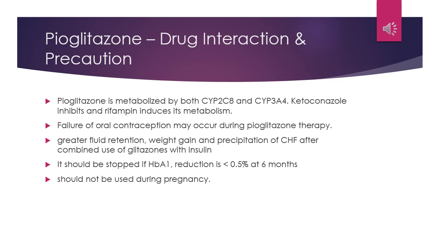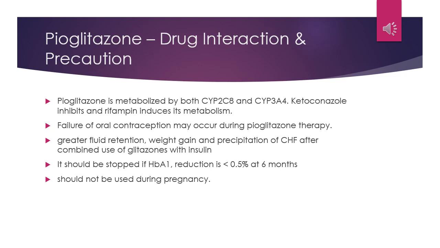We need to be cautious while using pioglitazone along with other drugs because there are several drug interactions. Pioglitazone is metabolized by CYP2C8 and CYP3A4 enzymes in our liver. Ketoconazole or other drugs that inhibit these enzymes actually enhance the action of pioglitazone. On the other hand, rifampicin or other drugs that induce metabolism actually decrease the action of pioglitazone. So there is alteration in blood glucose level if these drugs are taken together.